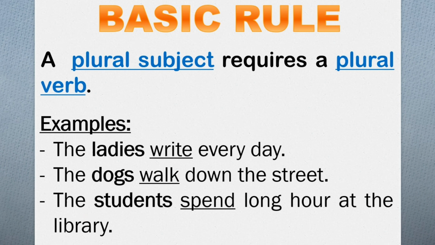Next one, the students spend long hours at the library. So the word students here ends with s. That is your plural subject, referring to many students. And the word spend is your plural verb. This is the stem of the verb. It doesn't have s. So, plural subject and plural verb. So this is another basic rule for subject-verb agreement. A plural subject requires a plural verb. So here are the different things you need to remember if we are talking about the basic rule of subject-verb agreement.